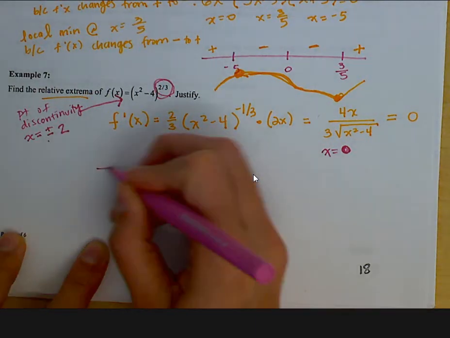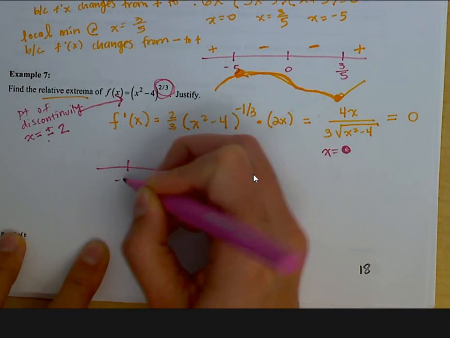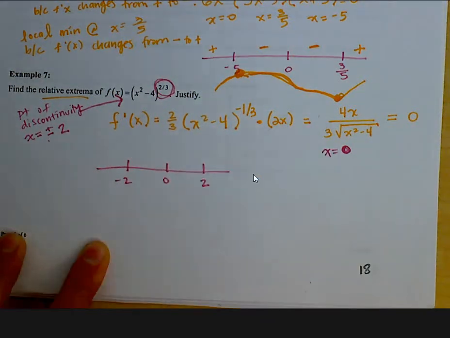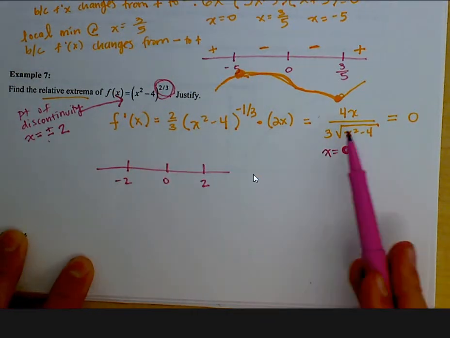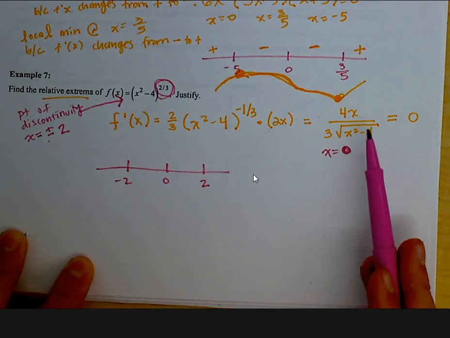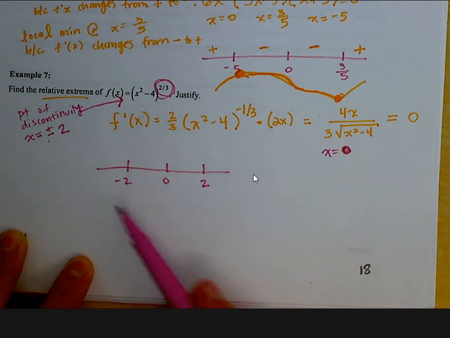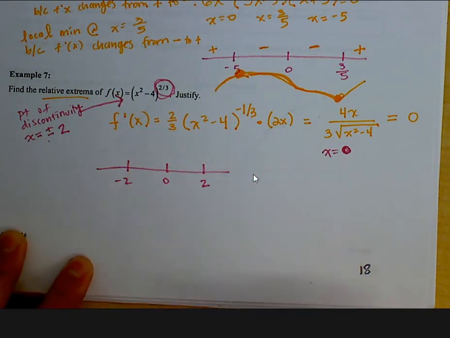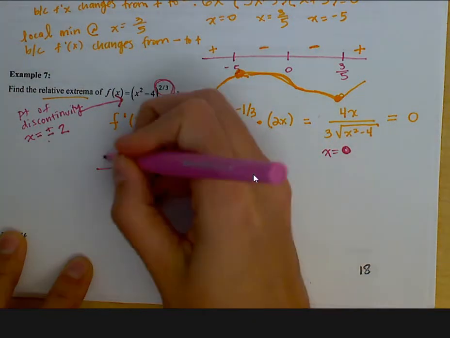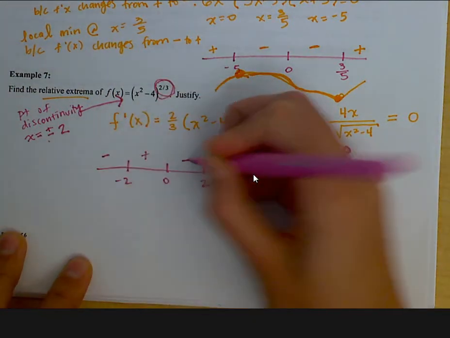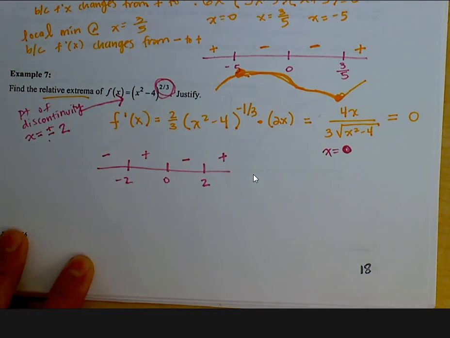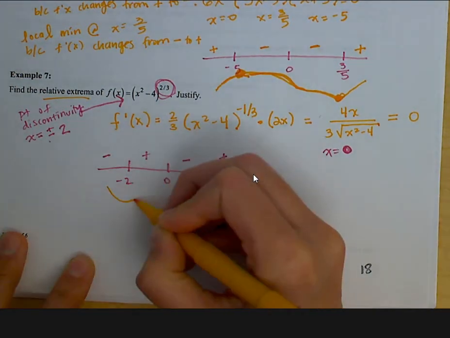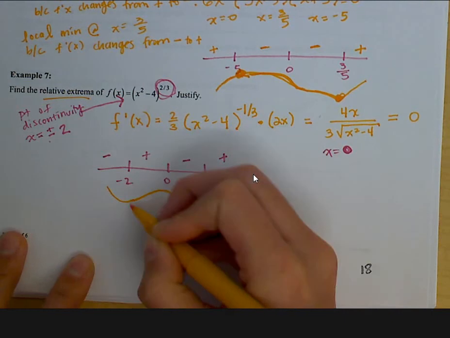So when I make my number line, I'll be going -2, 0, and 2. And I need to plug numbers in between these into here. I'm not going to show you my steps, but when I do that, you should have gotten a negative, positive, negative, positive. So going down, then up, then down. So I have 2 minimums and 1 maximum.